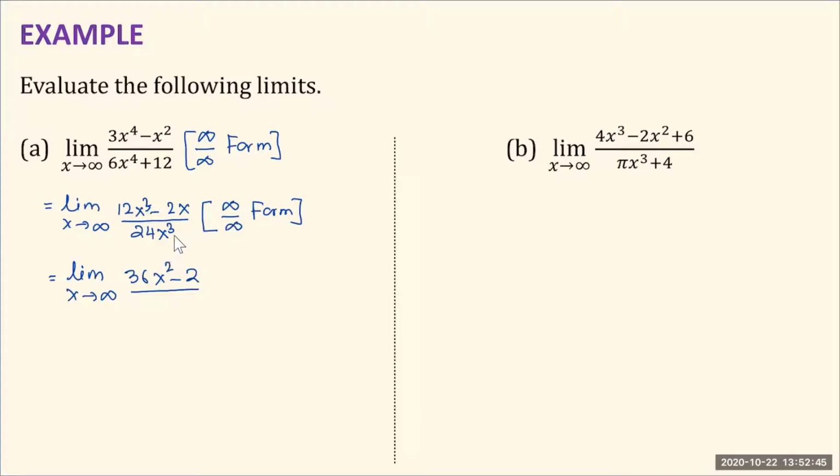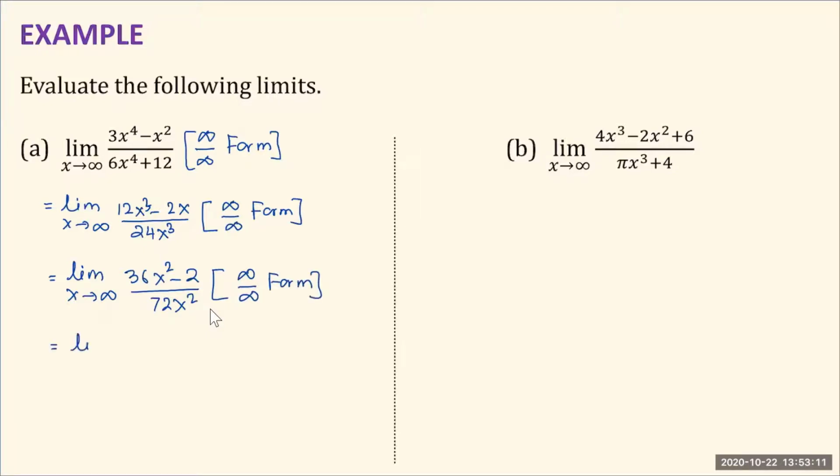When you find the derivative, it will be 3 times 24, which is 72x squared. So we get a quadratic function in the numerator and a quadratic function in the denominator. And you know that when x approaches infinity, the quadratic functions go to infinity again. So that is again infinity over infinity form.